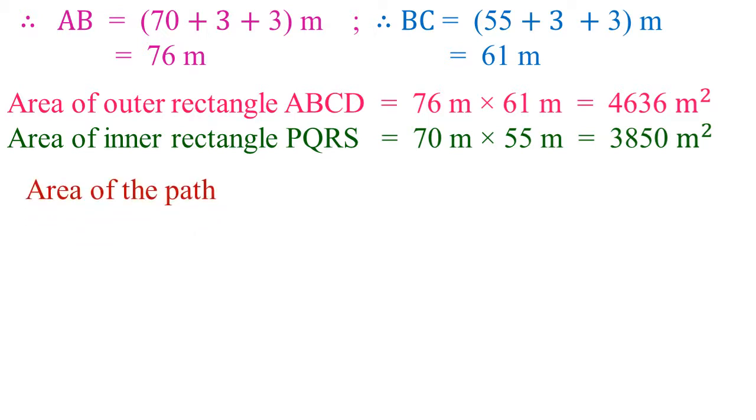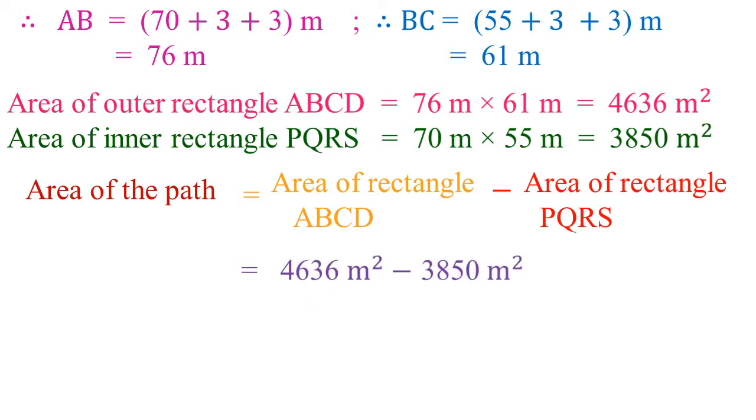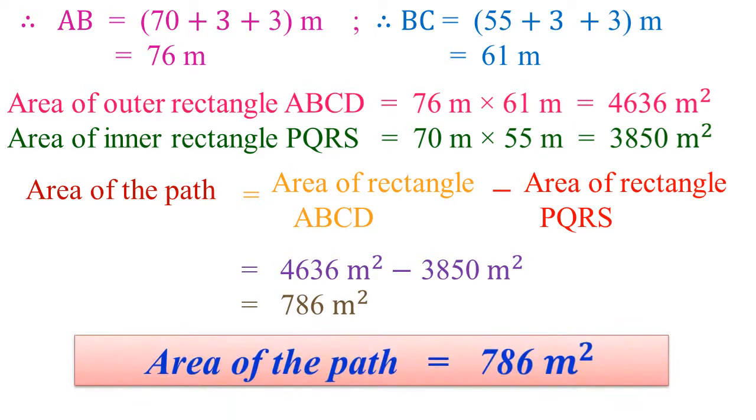Then find area of the path. Area of the path equals area of the rectangle ABCD, that means outer garden, minus area of the rectangle PQRS. This is inner garden. Now we have to substitute the values. Equal to 4636 meter square minus 3850 meter square. Subtract the values, we get 786 meter square. Therefore area of the path equals 786 meters square.